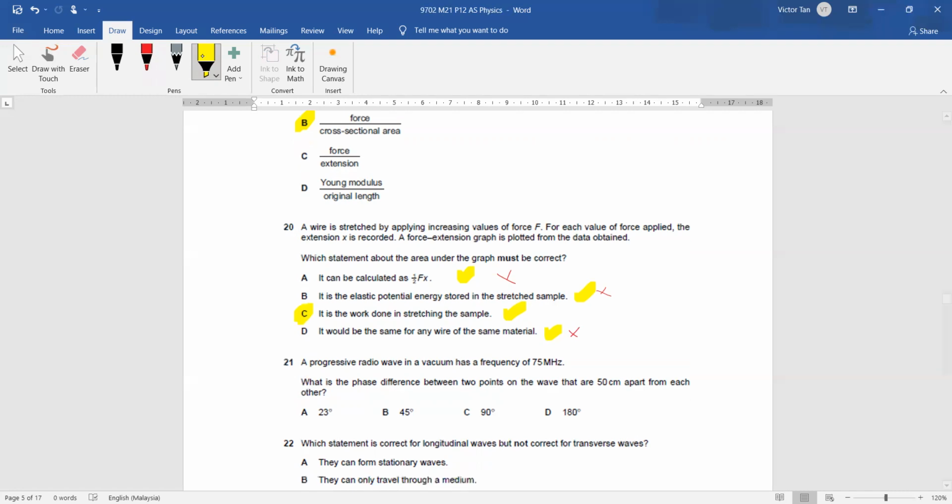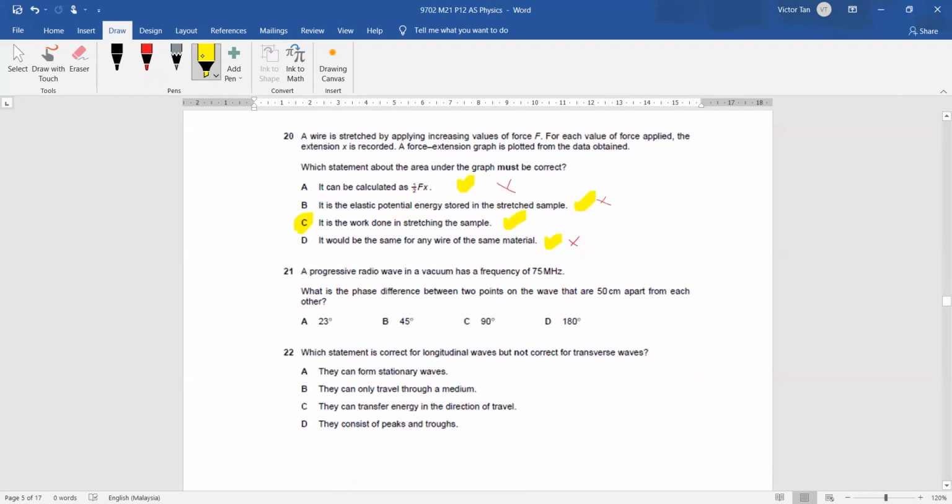A progressive radio wave in vacuum has a frequency of 75 megahertz. What is the phase difference between 2 points in the wave that are 50 cm apart from each other? So we're going to calculate the wavelength. Lambda equals c over f, 3 times 10 to the 8 over 75 times 10 to the 6. This will be 4 meters. So the phase difference is 50 over the wavelength times 360. This will give you an answer of 45.